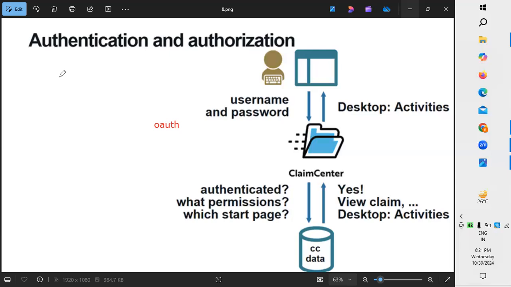The answer is there are two types of requirements that will be taken. One requirement will be taken for desktop activities, where we have to authenticate and authorize the user ID and password which was given by the team. Security OAuth principles have to be applied for that. So the first type of requirements I am taking is for desktop activities. This is point number one.